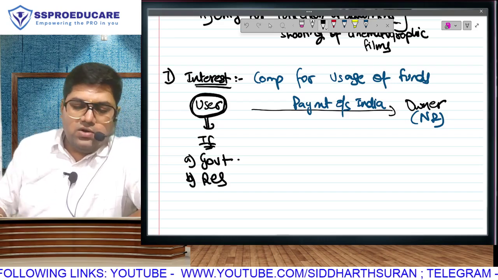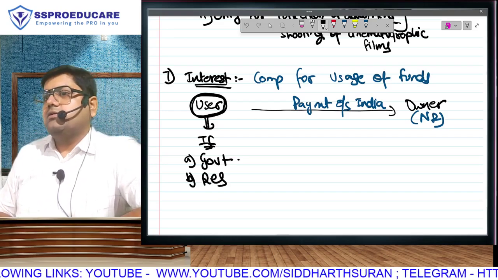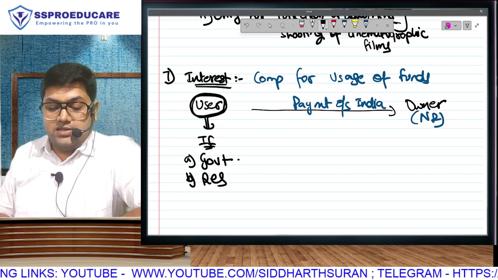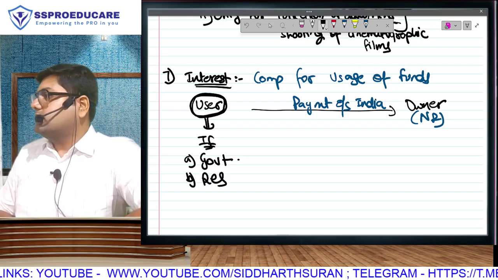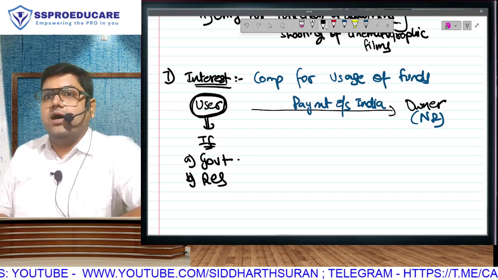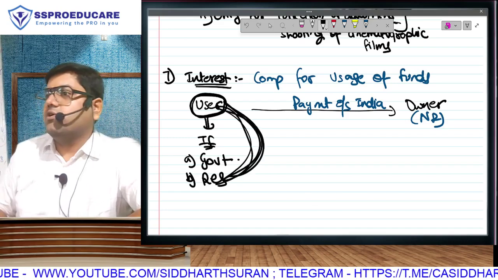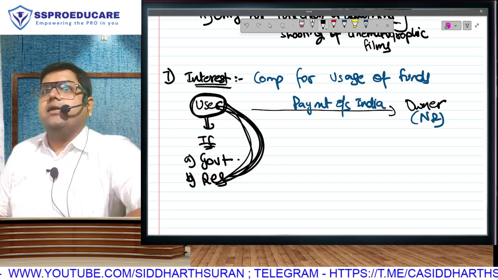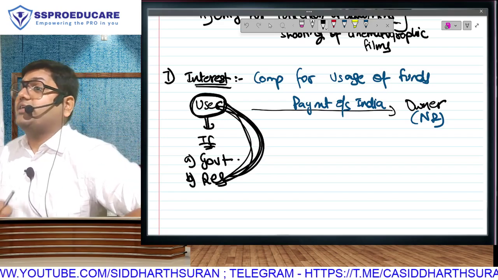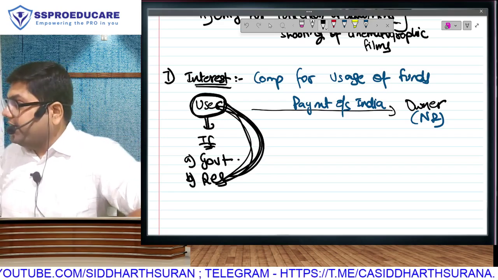Second, the borrower of the loan, the payer of interest, the user, is a resident. Now understand please. If he is a resident, where does he normally live? In India. That means it is assumed that he is using your money in India, correct?